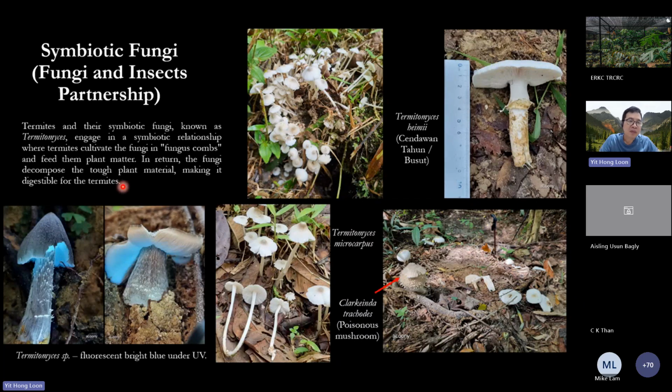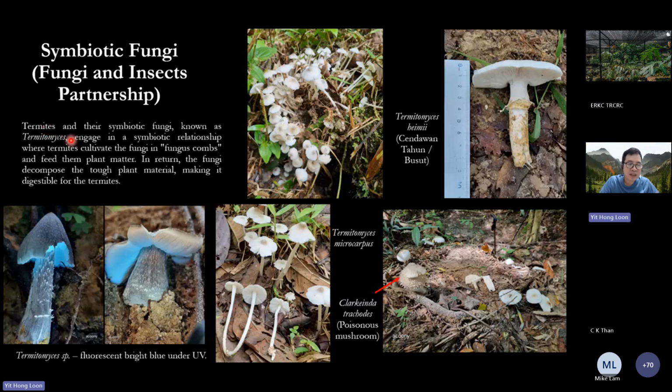Usually, you find Termitomyces microcarpus. You can see they grow on top of a termite nest. So this is how it looks like. These are the gills, and then there's no ring, and there's no volva. Okay, the very popular edible mushroom from our kampong folks actually is the cendawan tahun or cendawan busuk.